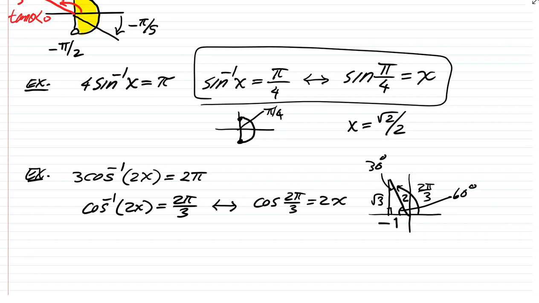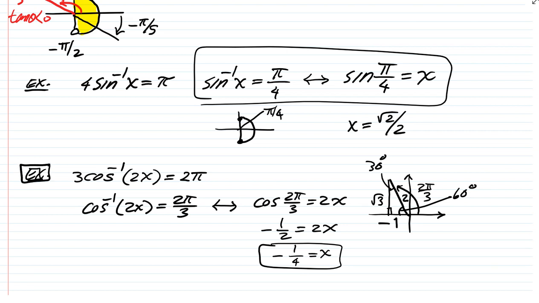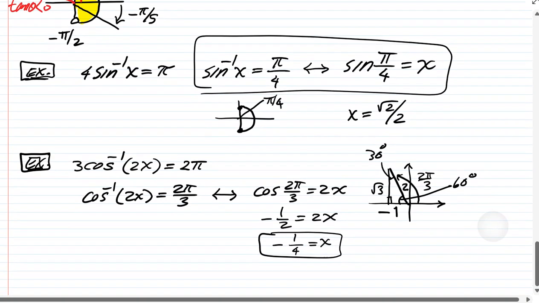1 will be negative because cosine is negative in the second quadrant. Remember, x is cosine. All right, and so cosine of 2 pi over 3 is going to be negative 1/2. Negative 1/2 is equal to 2x. Divide both sides by 2, and x is negative 1/4. And there you have it. We're able to solve these inverse trig equations.